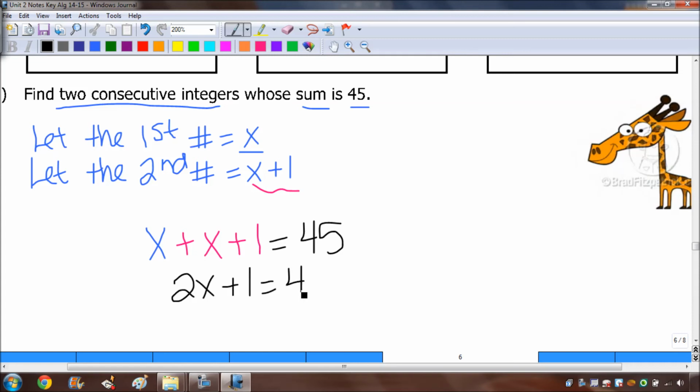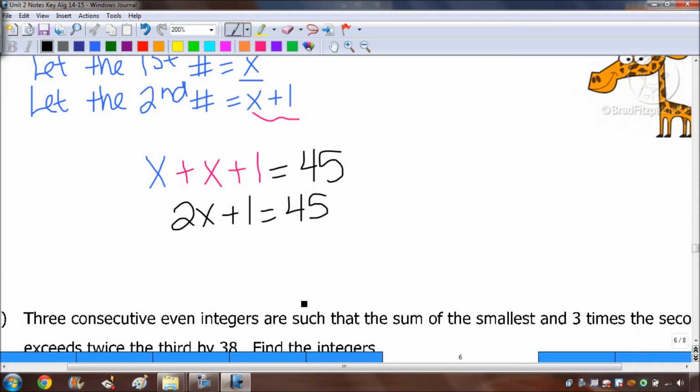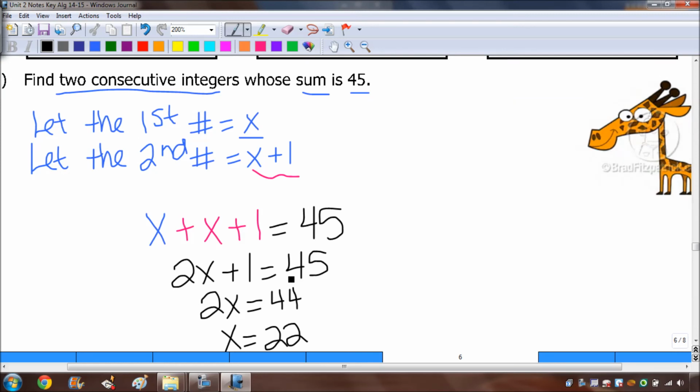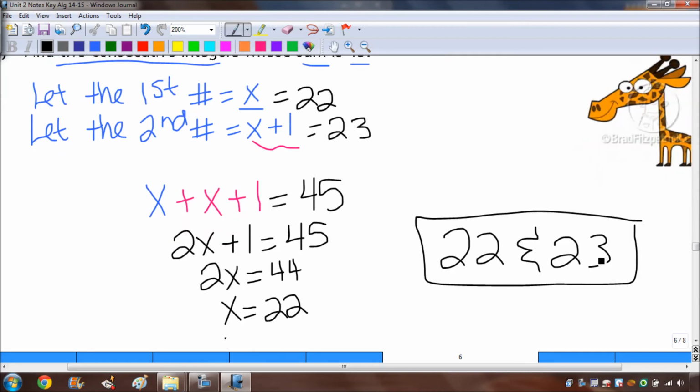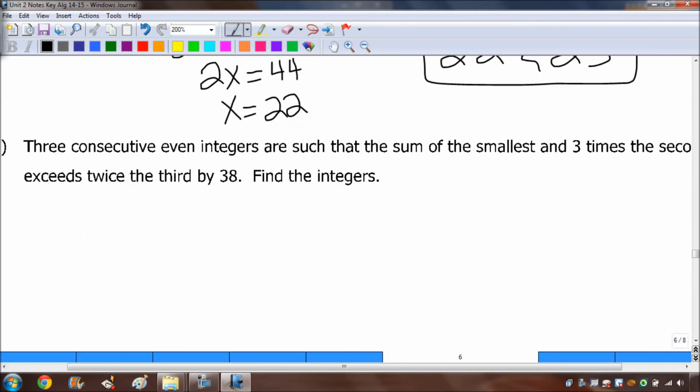Combine your like terms. You get 2x plus 1 equals 45. Get rid of the 1 by subtracting it, so you get 2x equals 44. Divide both sides by 2, you end up getting x equals 22. So that means that your first integer is 22, and your second integer is 23. So your answers are 22 and 23, which should make sense to you since the sum of 22 and 23 is 45. Okay? All right, last question, number 6.